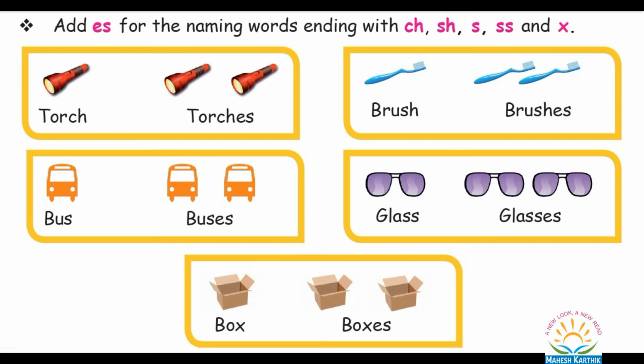Brush. The naming word brush ends with the letters sh. To convert this singular form of a naming word into plural form, we should add es with the naming word. And it is brushes.